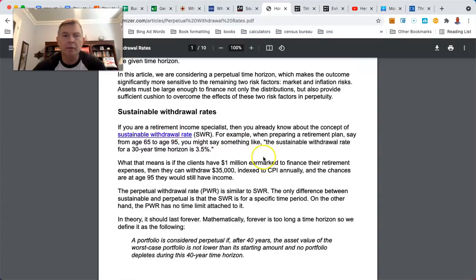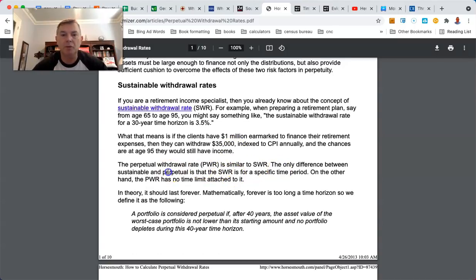Sustainable withdrawal rate. If you are retirement income, you already know. When preparing a retirement plan from the age of 65 to 95, you might say something like the sustainable withdrawal rate will be 3.5%. What that means is if you have $1 million earmarked for retirement, you can take $35,000 a year adjusted for inflation, and the chances are at 95 they'll still have income, if that makes sense. The perpetual withdrawal rate is similar, except it is perpetual in that it does not have a specific time period. Theoretically, it's forever. So a sustainable withdrawal rate is for whatever time frame you're saying is a fixed time. I'm going to be dead at 95. Perpetual says I'm going to live forever, essentially. So I did not know that.